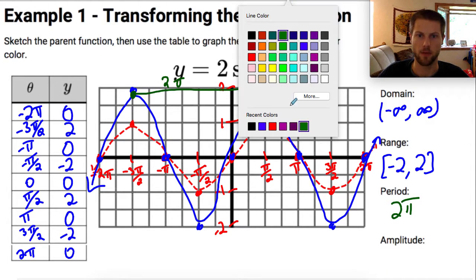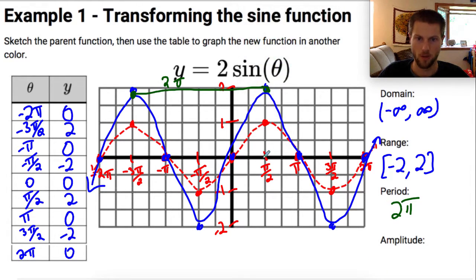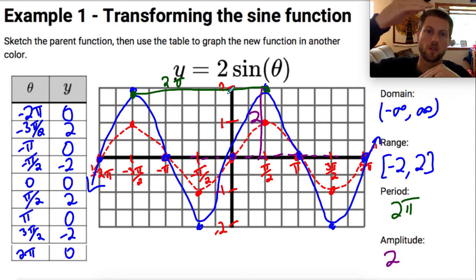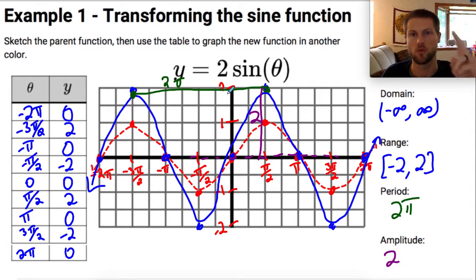And this time, my amplitude actually has changed because the distance from my midline, the midline would be right in between the max and the min, and the maximum, this time, is 2. So my amplitude is 2 this time. Notice that amplitude is exactly what the value is in front of my sine of theta function. So by creating a vertical stretch of 2, I have made an amplitude of 2. All right, so that is transforming this type of sine function. The next one, we'll do a different type of vertical transformation.